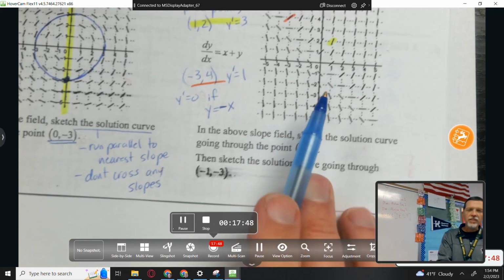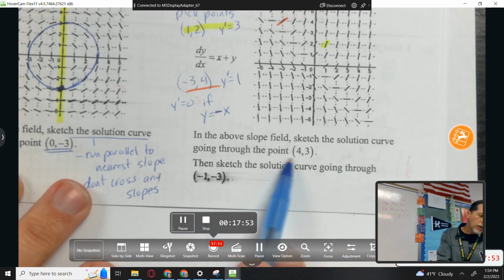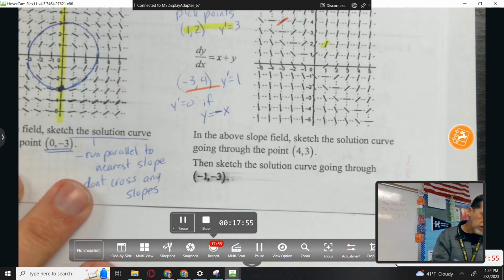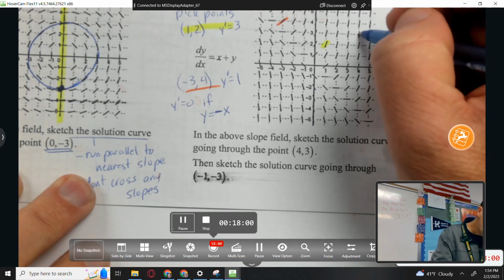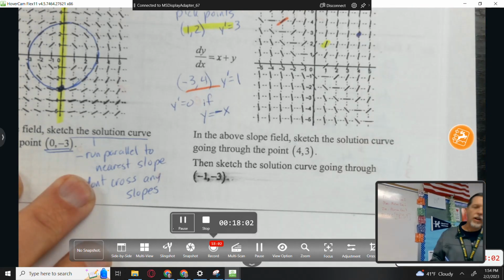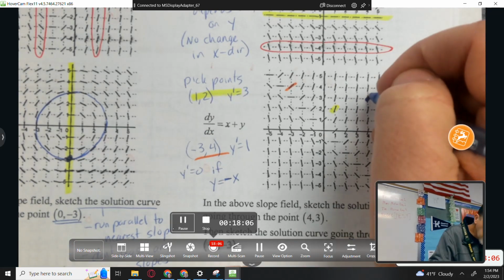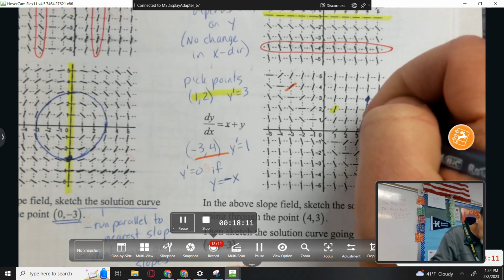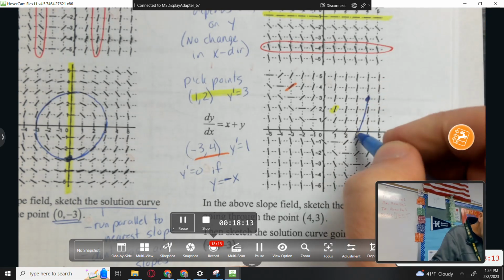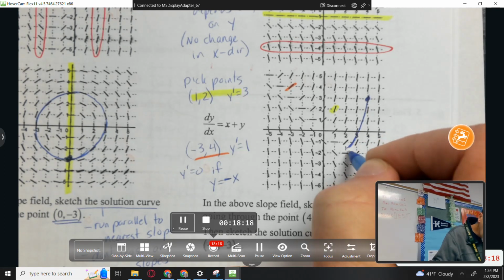Let's try it on the next section. In the above slope field, sketch the solution curve going through the point (4, 3). And this one's a little harder because it's not a circle. So I have my first slope. I'm just gradually turning the corner here. Completely turns the corner. We get a 0 slope right in there somewhere.